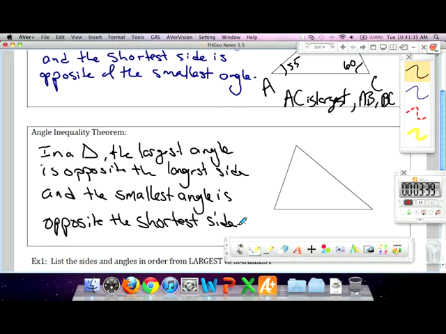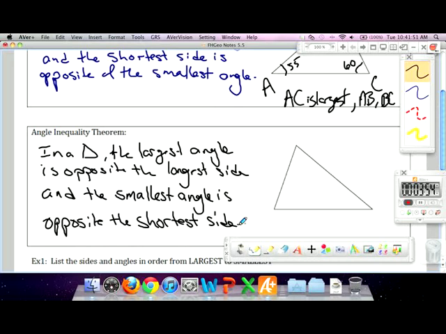Recall we saw way back when we started looking at conditional statements that a statement's converse is not necessarily true. In this case, it happens to be. It's a biconditional. If you know the angles, we can compare the sides. If we know the sides, then we can compare the angles.